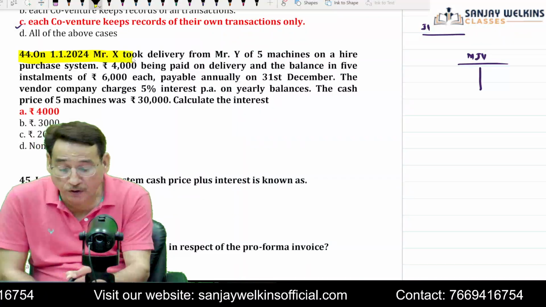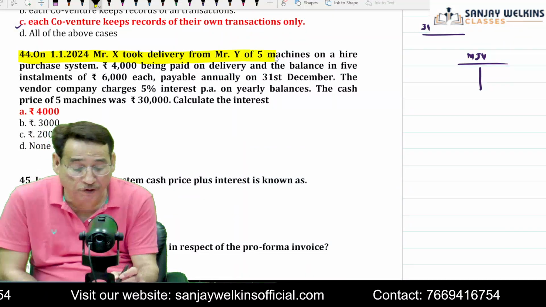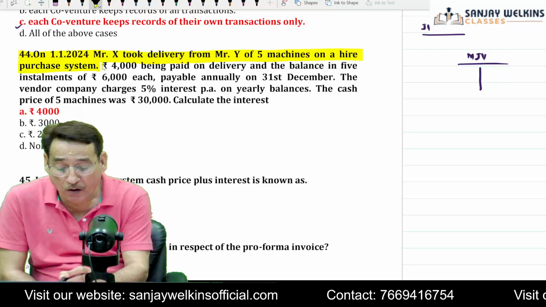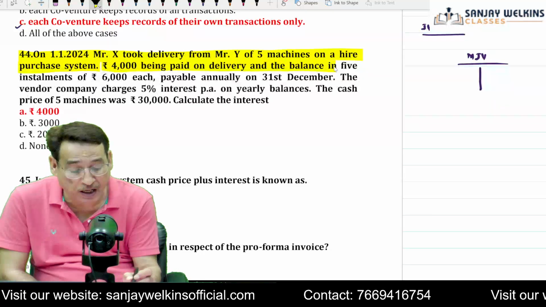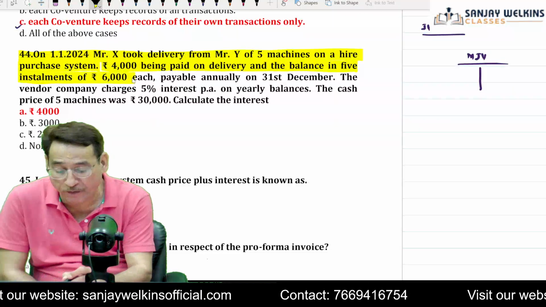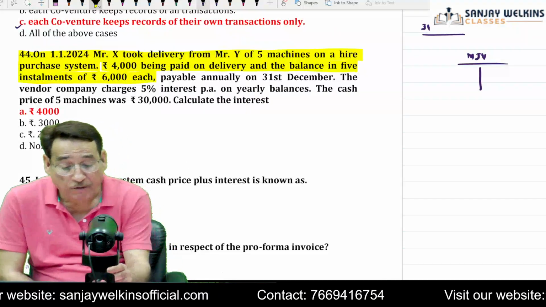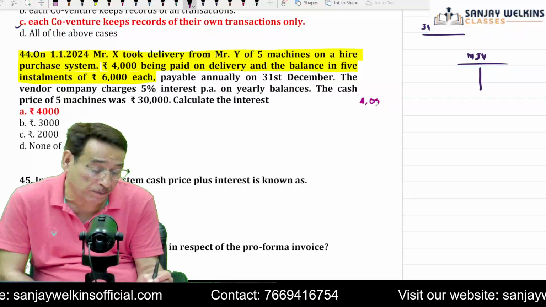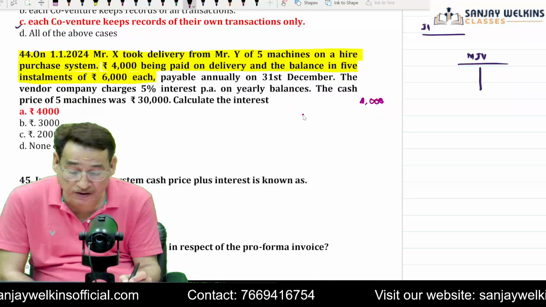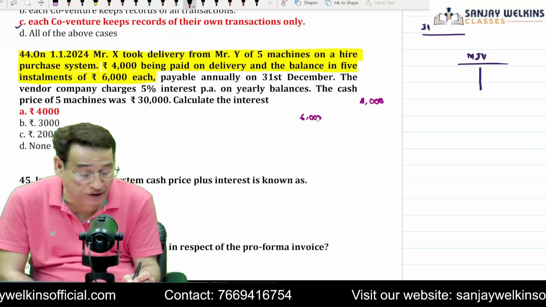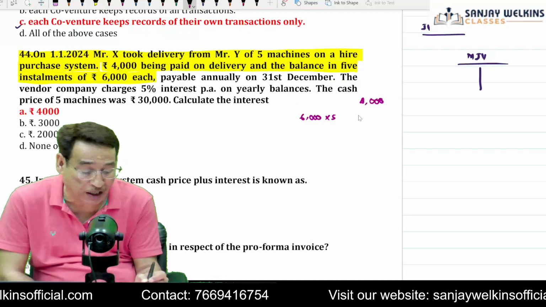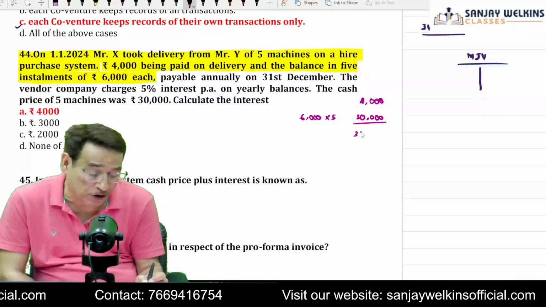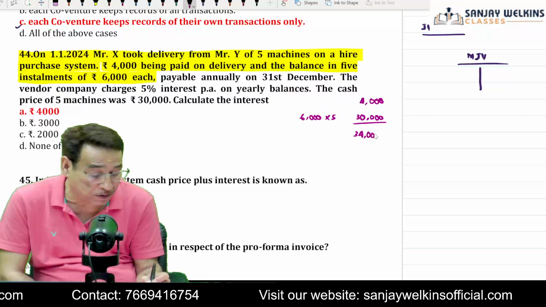44th, on 1st of 2024, X took delivery from Y of 5 machines on hire purchase system. 4,000 being paid on delivery and the balance in 5 installments of 6,000 each. We have paid 4,000 on delivery, and we are supposed to pay 5 installments of 6,000 each. So 6,000 into 5, total 30,000 more I am supposed to pay. So that means the total hire purchase price is equal to 34,000.